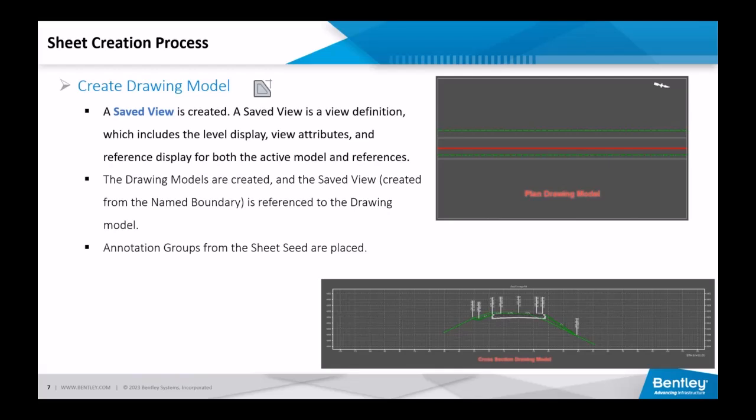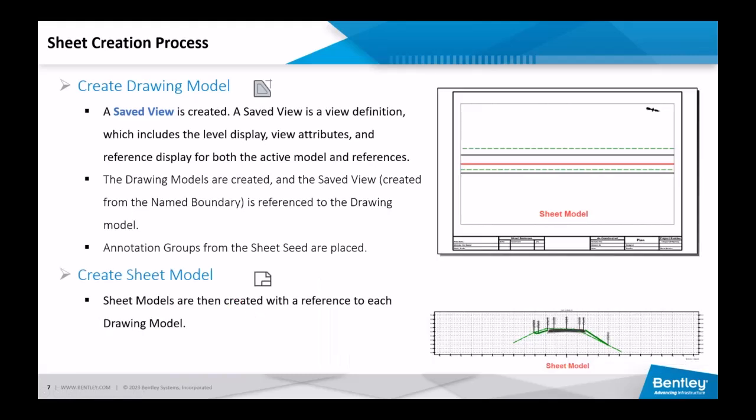So the saved view is the clip boundary, then that gets referenced to the drawing model, and then your annotation groups get placed. If there is an annotation group on the sheet seed, the default one will get placed. You can also change that one as you go to create the sheets. This is definitely important for cross-section and profile because that is how you will get your grid information.